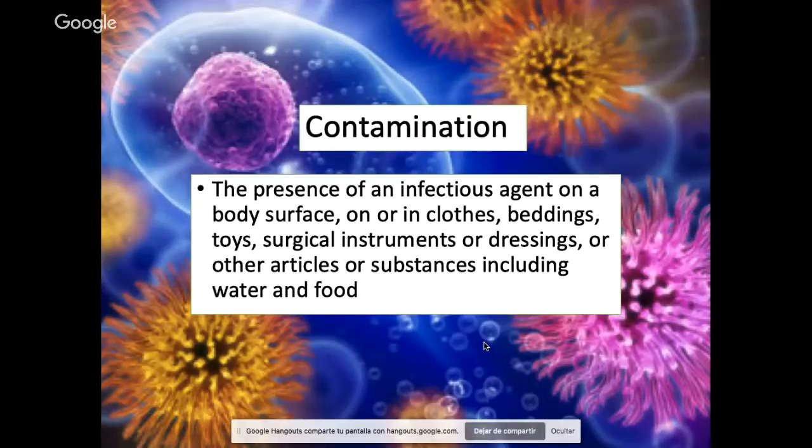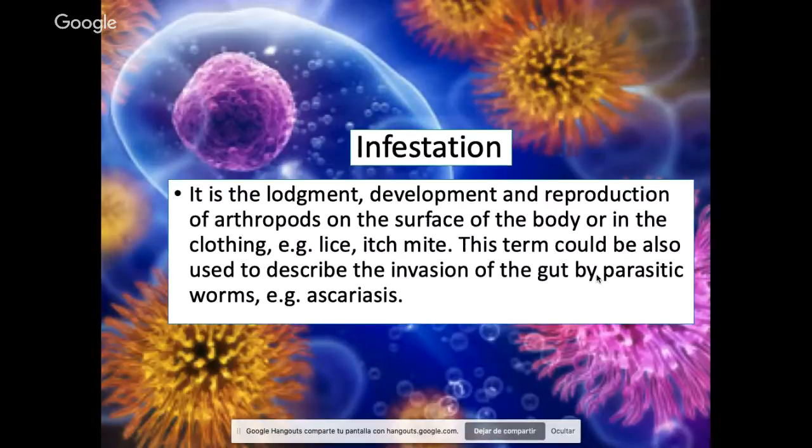Contamination is the presence of an infectious agent on a body surface or in clothes, bedding, toys, surgical instruments, or dressing, or other articles or substances, including water or food. Infestation is the lodgement, development, and reproduction of arthropods on the surface of the body or in the clothing, like for example lice, itch mites. These terms could also be used to describe the invasion of the gut by parasitic worms.